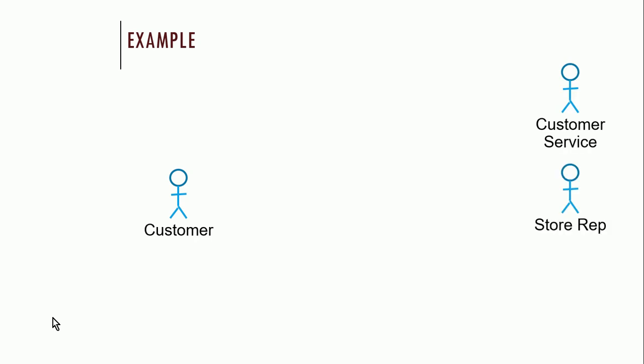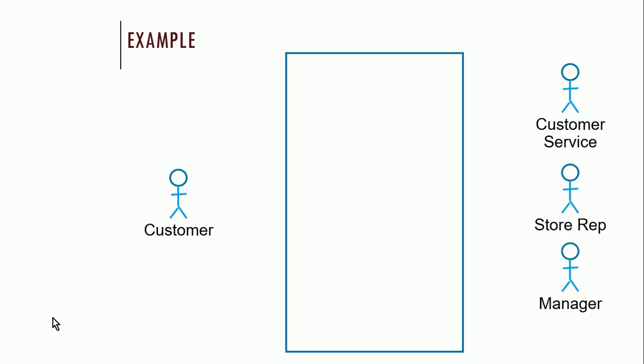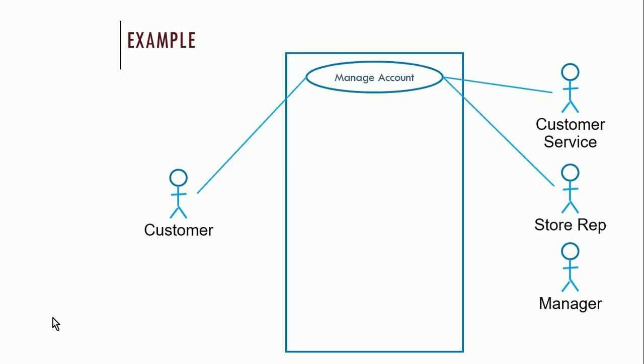We have a customer, customer service, a store rep, and a manager. And let's say we're designing a system for a customer loyalty system, right? Like a frequent flyer system, or like when you go to the grocery store and you get points for buying stuff and then you get a free ham at Christmas time or something like that. If we were designing a system like that, our customer might want to be able to manage their account, as well as customer service and a store rep.